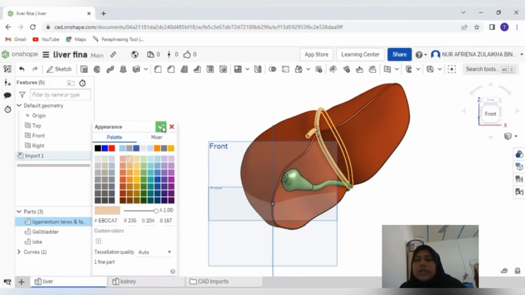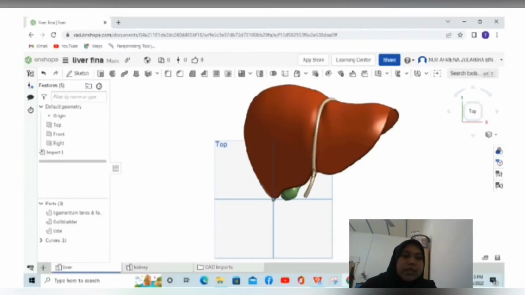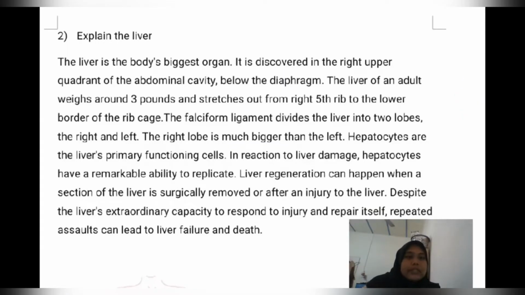Okay, so continue with the explanation of the liver. The liver is the body's biggest organ. It is located in the right upper quadrant of the abdominal cavity below the diaphragm. The liver of an adult weighs around 3 pounds and stretches from the right fifth rib to the lower border of the rib cage.